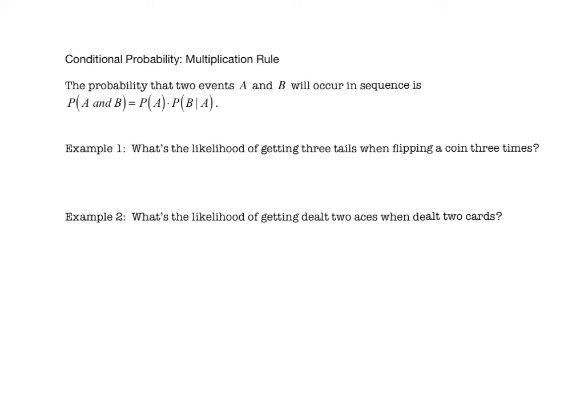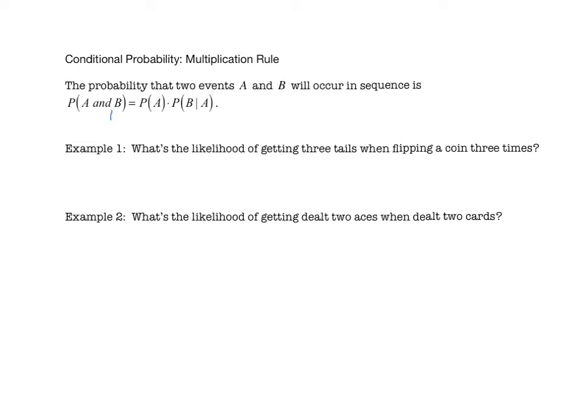Here we have another important probability rule that involves conditional probability. It's called the multiplication rule. The multiplication rule says that the probability that two events A and B will occur in sequence, so that's in order, is P of A and B is equal to P of A times P of B given A.